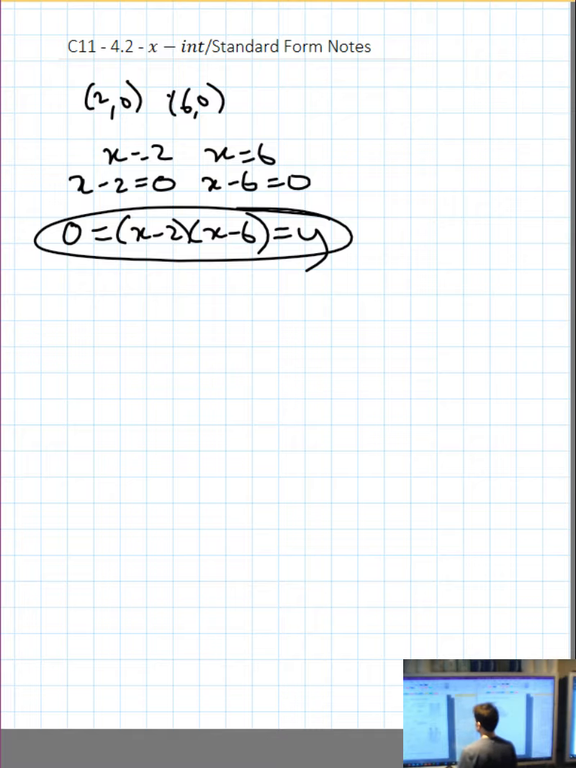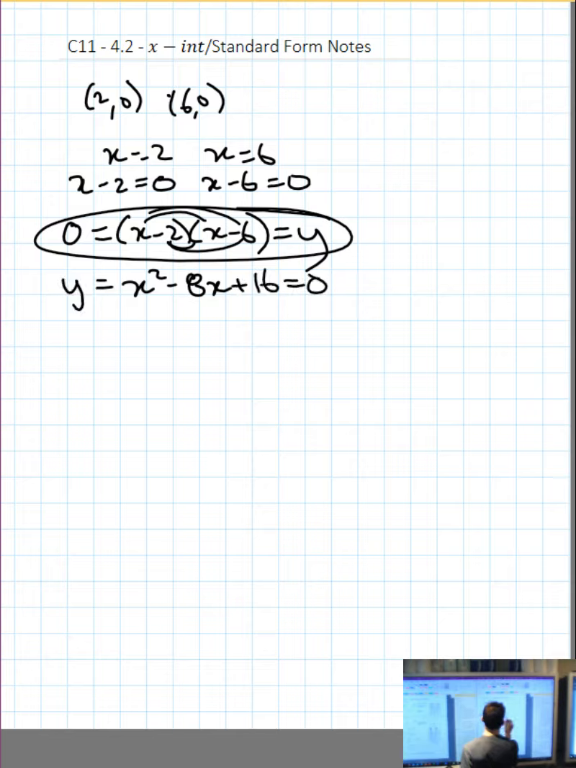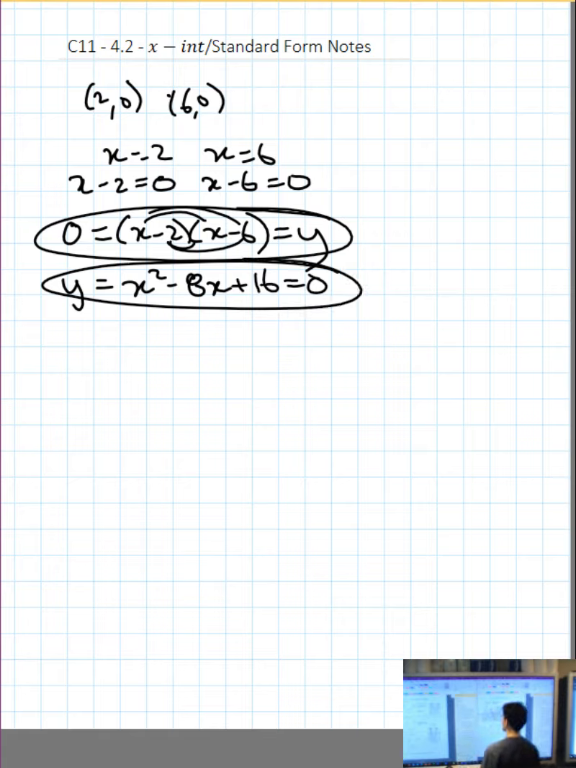They ask for standard form, so let's FOIL it out. x squared minus 8x plus 12. y equals, or equals 0. Notice I switched those up. Either way, all good.